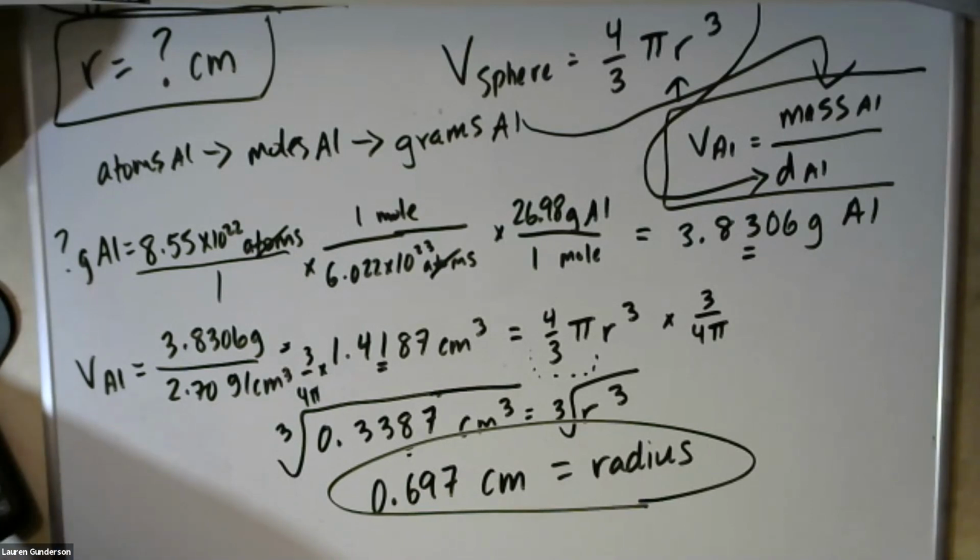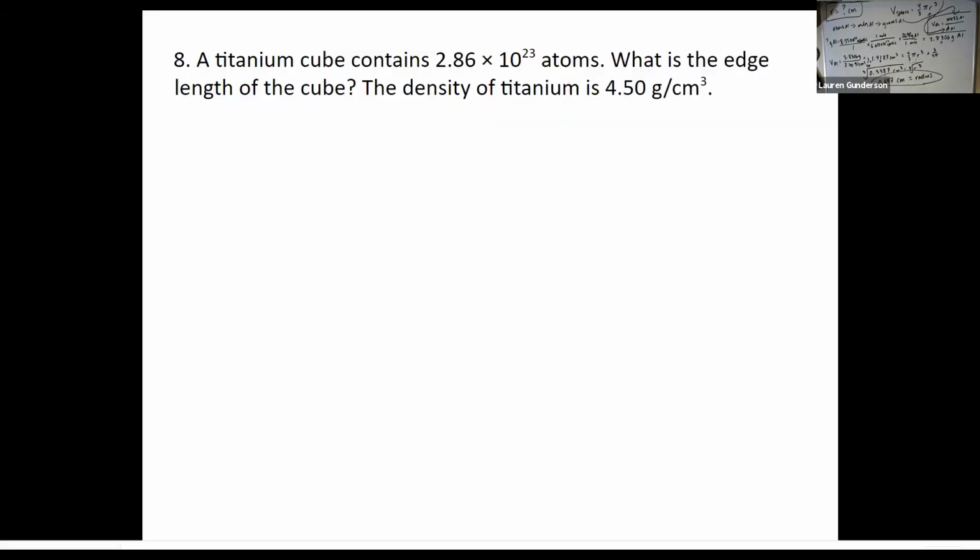Okay, so let's try this one. Same type of question. We have a titanium cube that contains X amount of atoms. What is the edge length of a cube if the density of titanium is 4.50 grams per cubic centimeter?